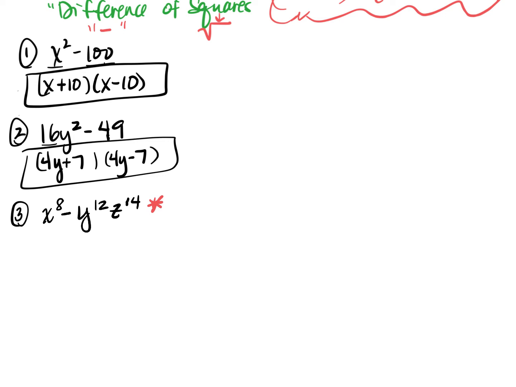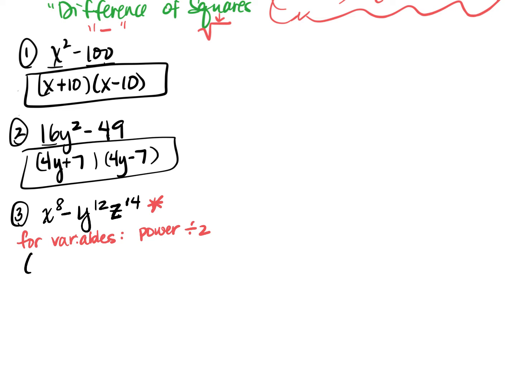Variables are just the letters, right? So for variables, the way you find the square root of a variable is to take the power and divide it by 2. All right, so as long as your powers are even numbers, you can do this as a perfect square. So 8 is even, 12 is even, 14 is even, so we're good. We can make this a perfect square, and there's a minus in between, so it's definitely a difference of squares.